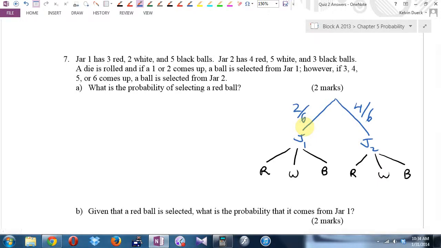Let's look at jar 1. How many reds are there in jar 1? 3 out of 10. How many whites? 2 out of 10. 5 out of 10. What about jar 2? 4 out of... Is it out of 11? 9 out of 12, I think? 5 out of 12, 3 out of 12.